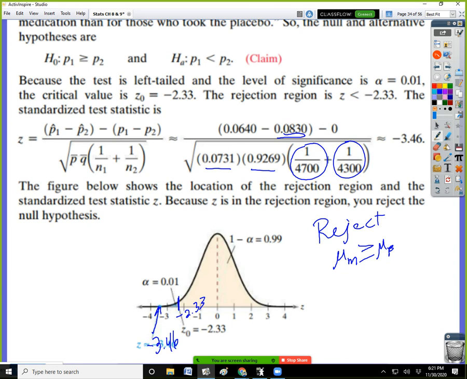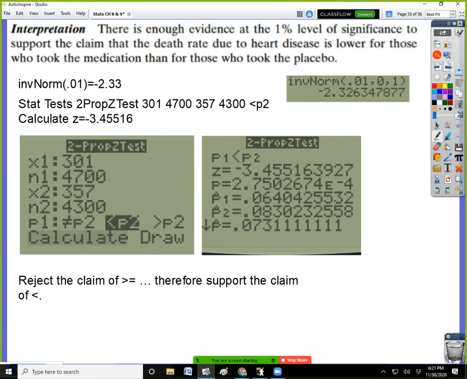That is, that it's greater than or equal. Thereby, you can support the claim that the medicine works. Is that okay? Everybody feel all right on that? Yep. Okay. So there is enough evidence to support the claim the death rate due to heart disease is lower for those that took the medication.